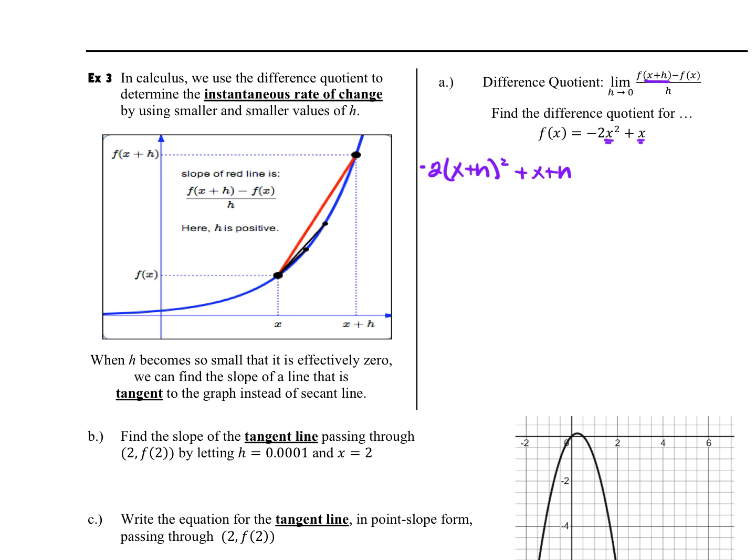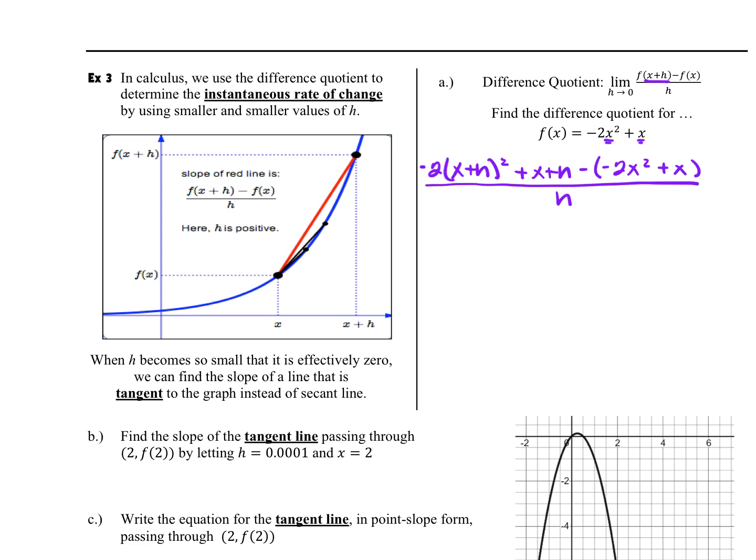Now we need to subtract the entire f of x function. So I'm going to initially put that in parentheses so that we can really keep track of what we're doing. And this whole thing is over h. Now, the ultimate goal on a difference quotient problem is to eventually cancel this h. It is not to eliminate all the h's in the problem. It's to eventually cancel specifically the h that's in the denominator of the formula when we begin.